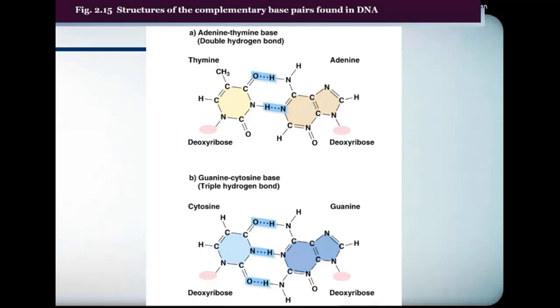So this structure is showing the thymine and adenine pair, and the cytosine and guanine pair, and that's a detailed structure of the previous one. The previously described structure is represented in another manner.